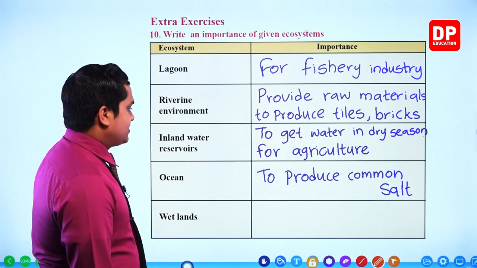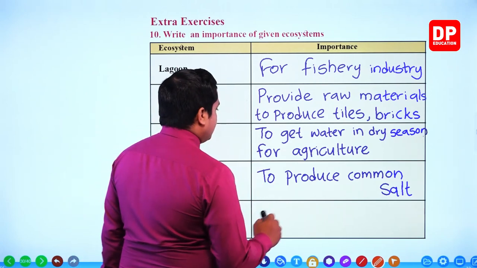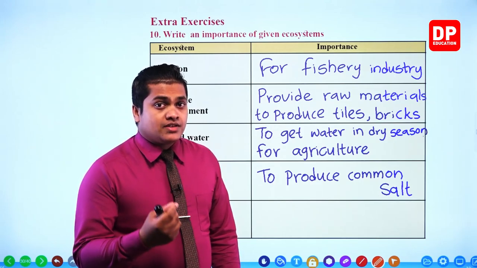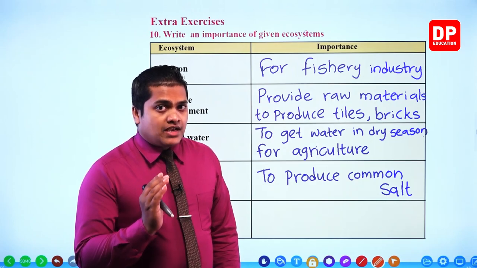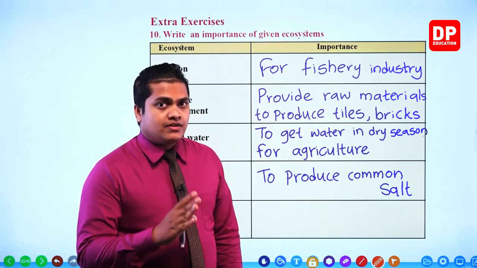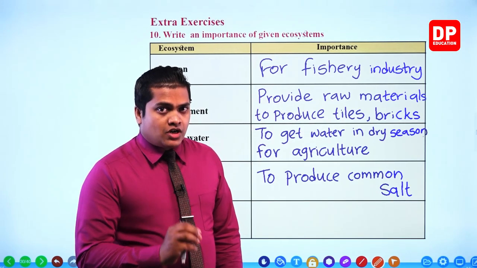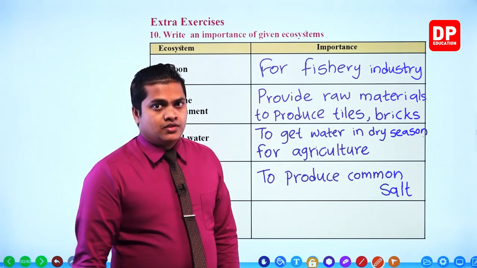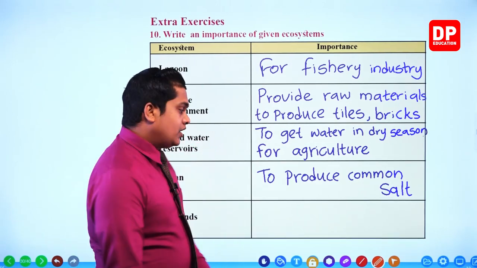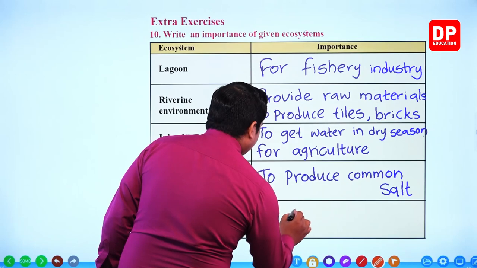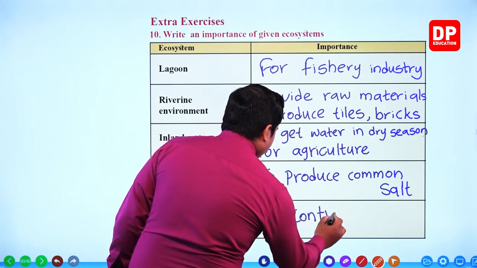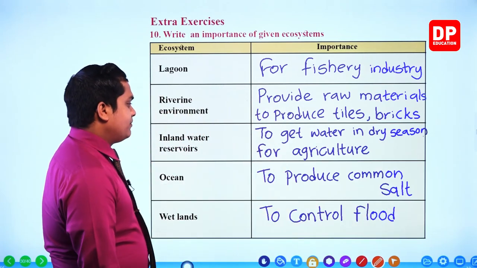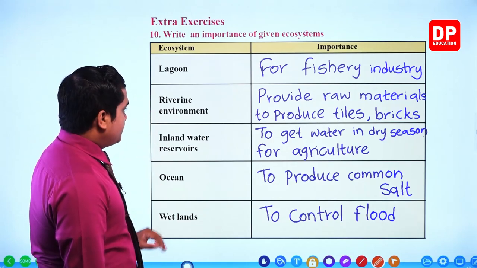Next one, wetlands. Very simple, my dear children. We have discussed several times the importance of wetlands. Wetlands are marshy lands that have water throughout a certain time period within a year. These marshy lands, or wetlands, avoid flood, or else they can control flood. So: to control flood. These are the importance of each and every ecosystem given within this table.